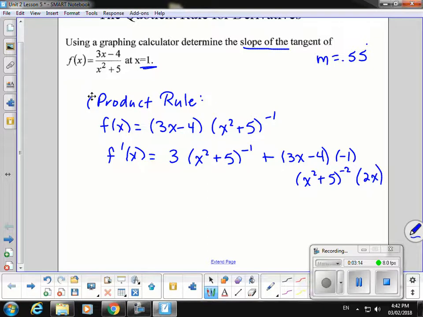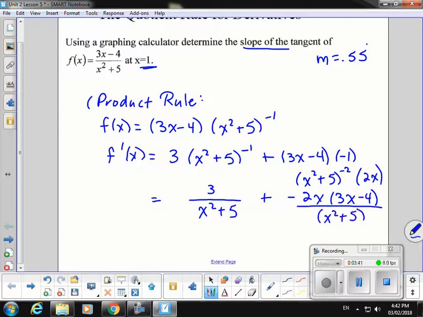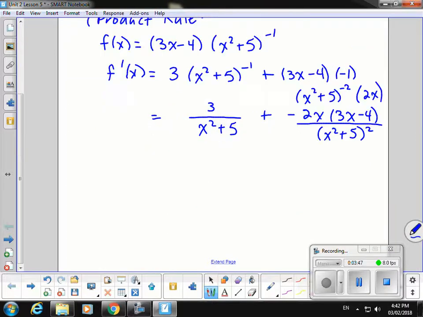I could certainly tidy that up because it is pretty ugly. It would be 3 over x squared plus 5. That's better. For the second piece, I have a negative 2x and a 3x minus 4 all over x squared plus 5 squared. We just really don't like negative exponents, so that would be a better answer. We could continue with a common denominator, but since I know I want the derivative at the value 1, I can figure that out numerically.